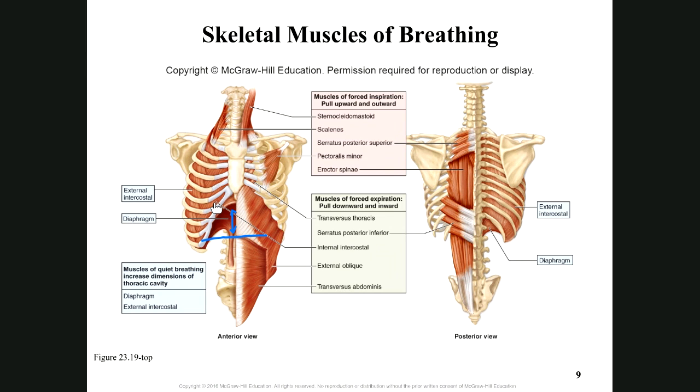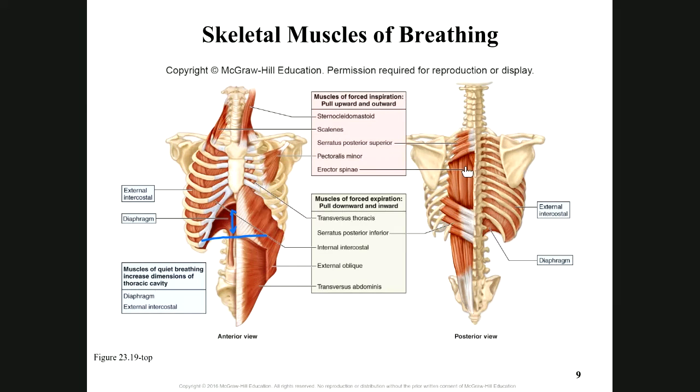But sometimes we want to do deep breathing. When we want to do deep breathing, other muscles can help us. Some of them are sternocleidomastoid, splenius, serratus posterior superior, pectoralis minor, and erector spinae, which we have on both sides of our vertebral column. All of them can help our thoracic cavity go up and outward. So the chest increases in size and we can inhale.